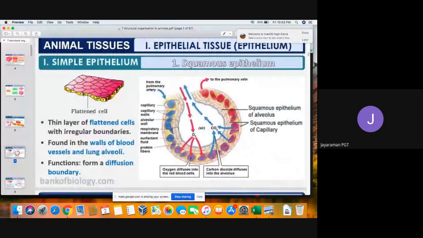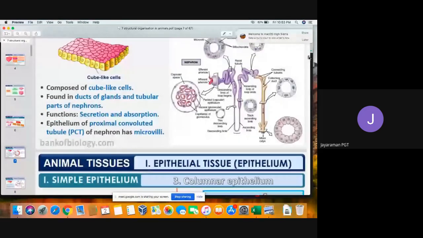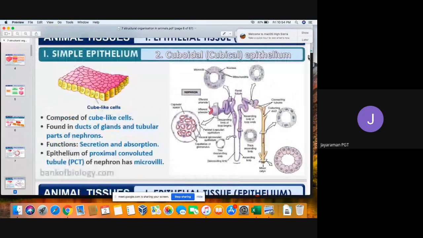If you are drawing this cell with 1 or 2 millimeter size, you have to draw the height maybe 5, 8 or 10 millimeters. Proportionally, it is larger, the height is more. In the case of columnar, again still double the size, bigger. 10 millimeter, 1 centimeter you can draw in the columnar epithelium. Columnar epithelium is still bigger. Column means like a pillar. So cuboid is in between.